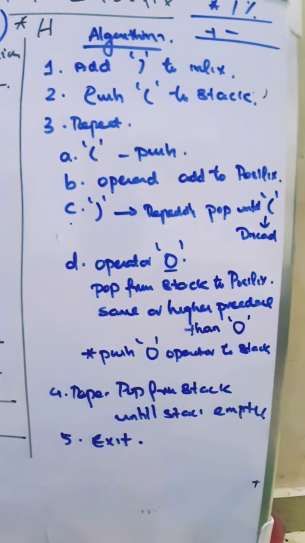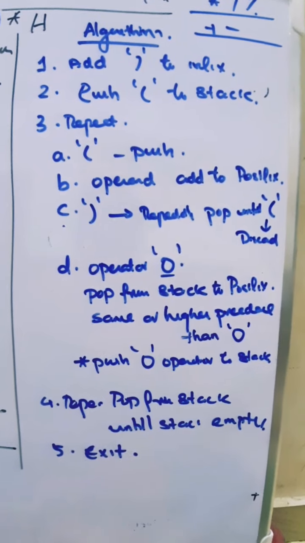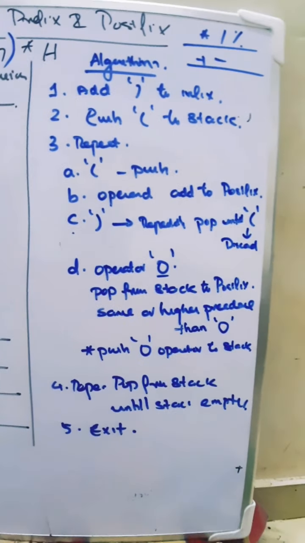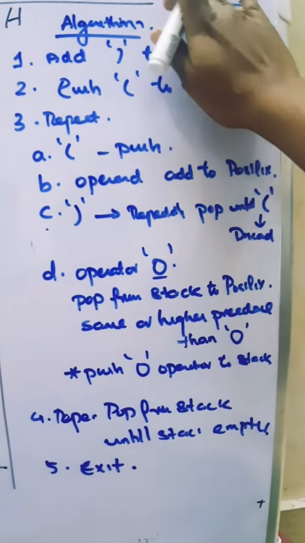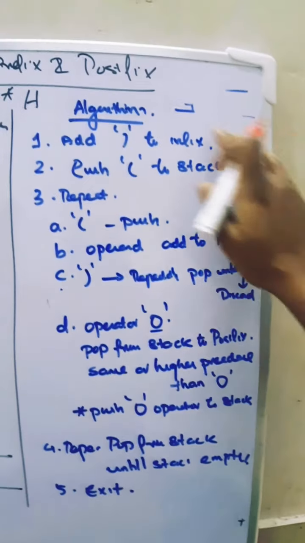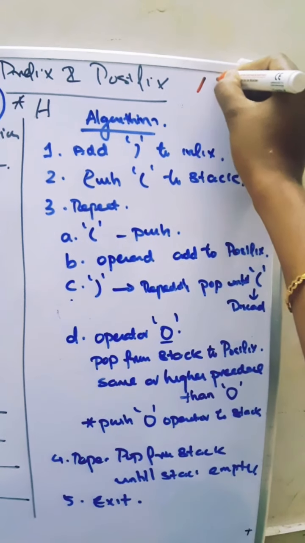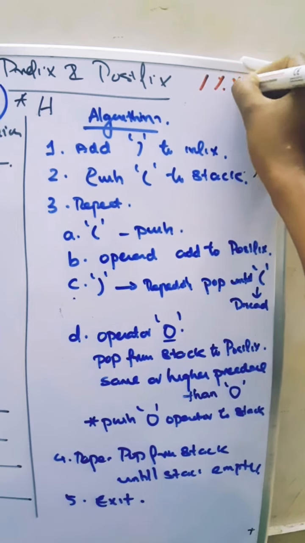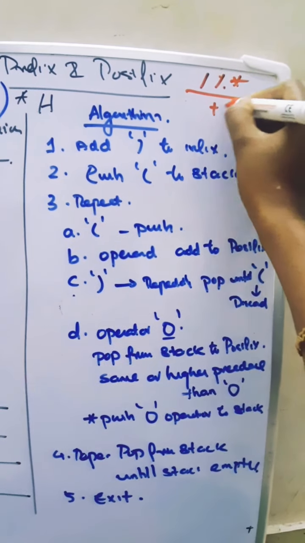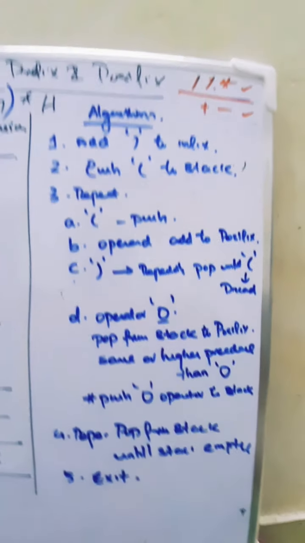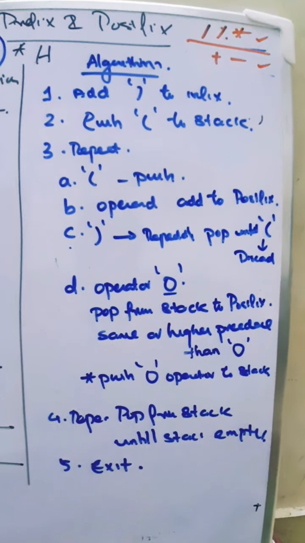Conversion of infix expression to postfix expression. The algorithm is like this. The higher precedence are division, modulus, plus minus. They have equal precedence. So let's see the algorithm.